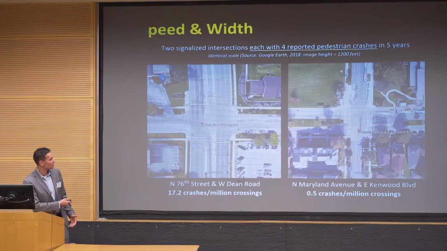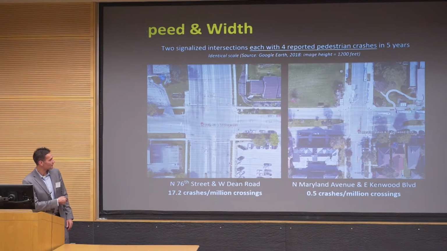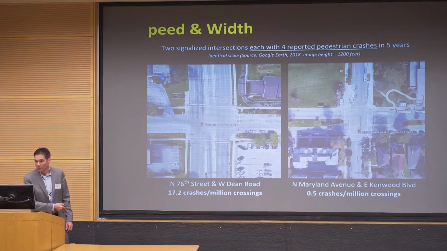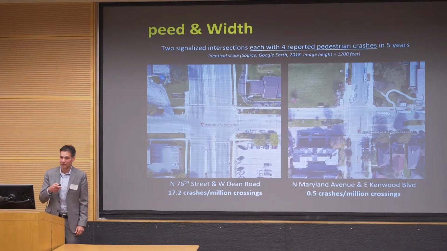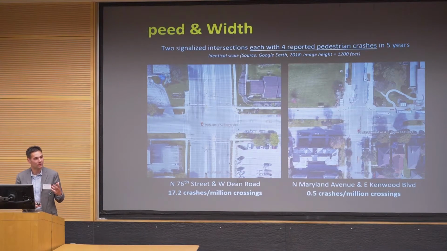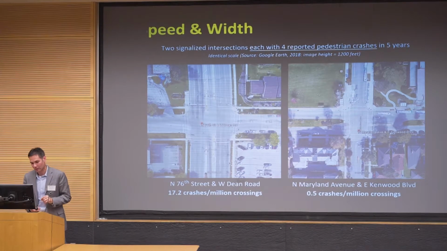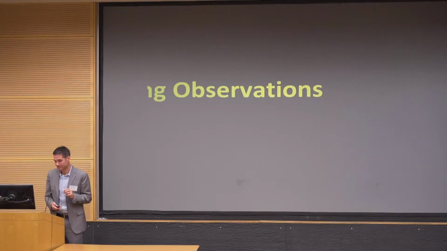Similar example comparing these two roadways. Almost 10 times higher risk at this intersection versus that one. So understanding the risk, once we account for exposure, is critical to understanding these roadway features and how they relate to the comfort of the walking environment, comfort and safety.